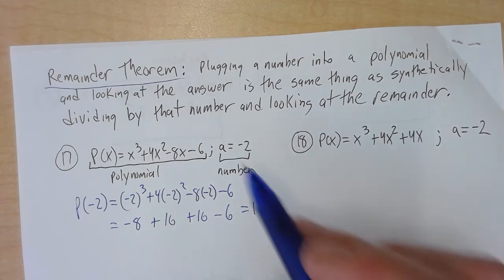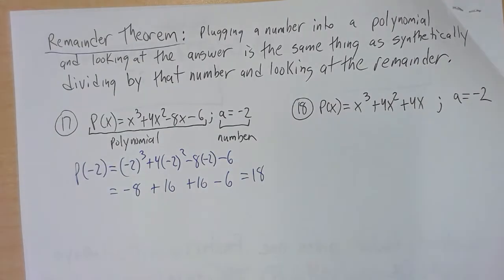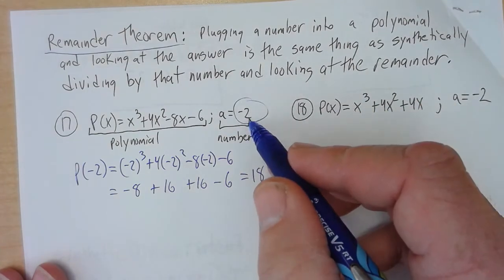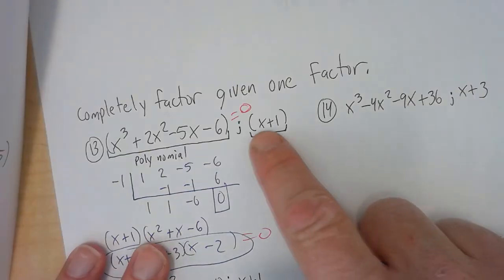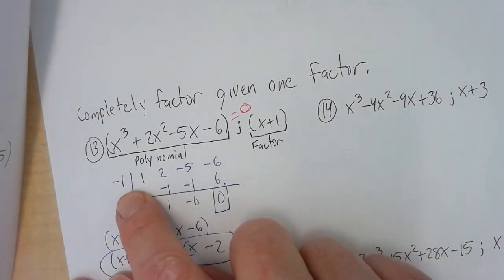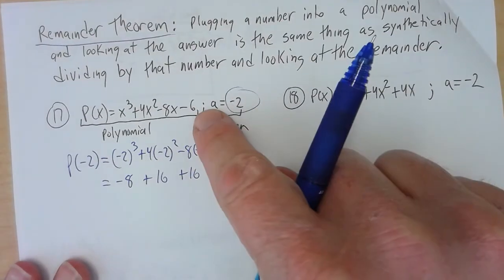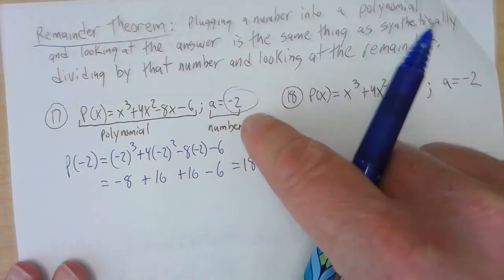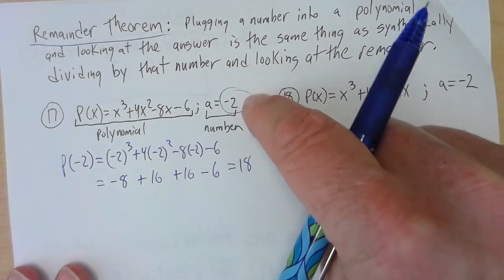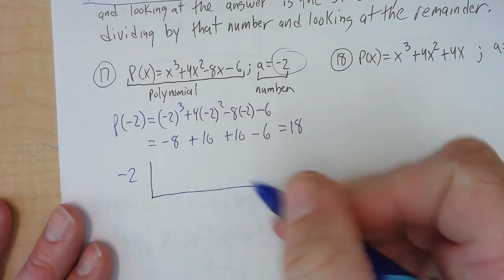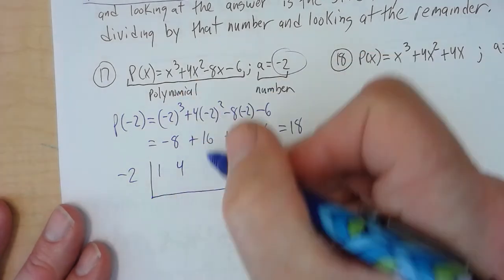Now watch what happens when I divide by -2 synthetically. Since this is the number, we don't change the sign. When it's the little binomial x plus 1, we change the sign to be -1, because this would look like x equals -1 if you solved it over. But here, it's like x plus 2, and it's been moved over already, so it's like -2. So I'm going to synthetically divide by -2. Don't change the sign on this. So -2, and I'm going to have 1, 4, -8, and -6.